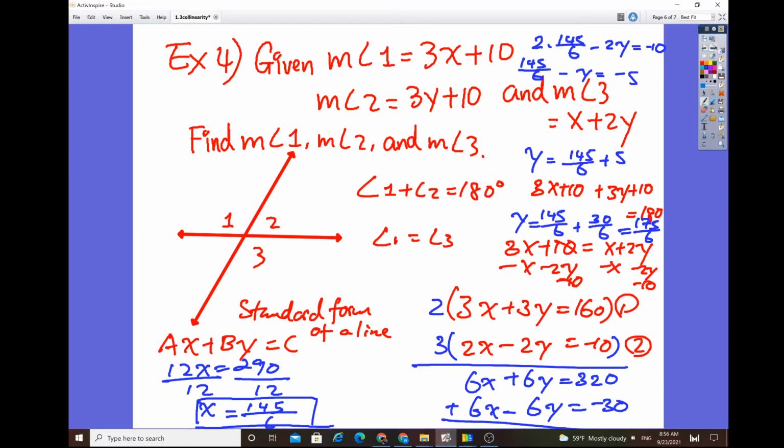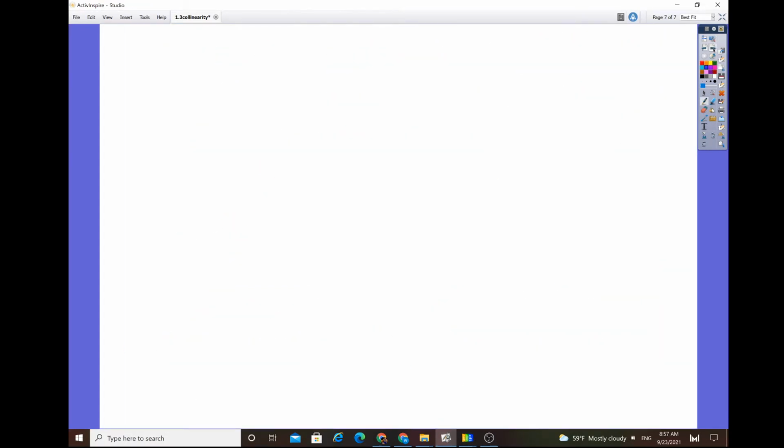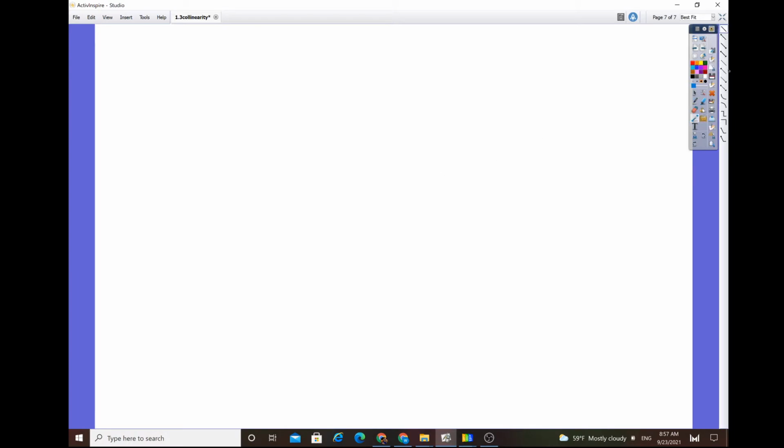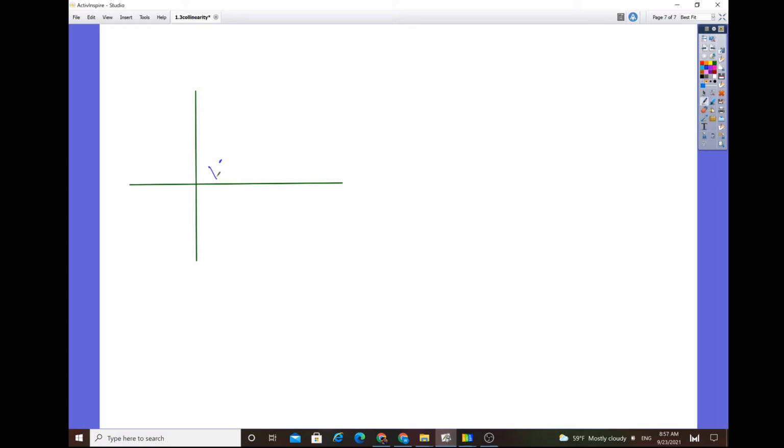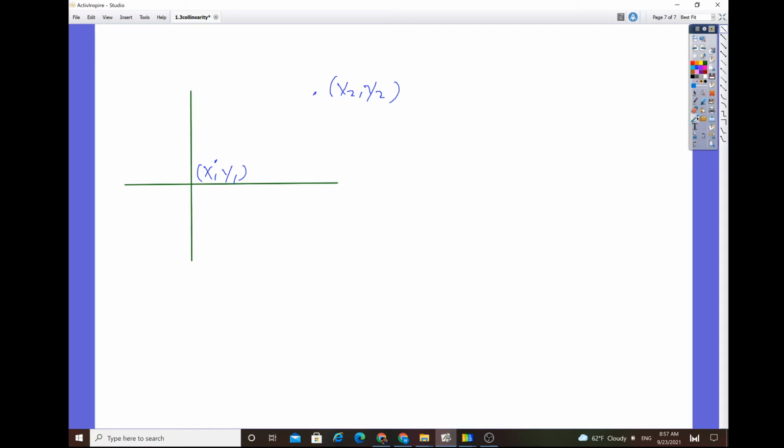Okay, so let me go to this page. Let's say that we have a coordinate system, the xy plane. And we have two random points. One is considered (x1, y1), and the other one here is considered (x2, y2). Once you connect them, that'll be a line segment.